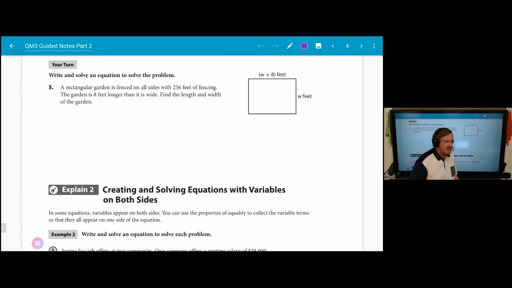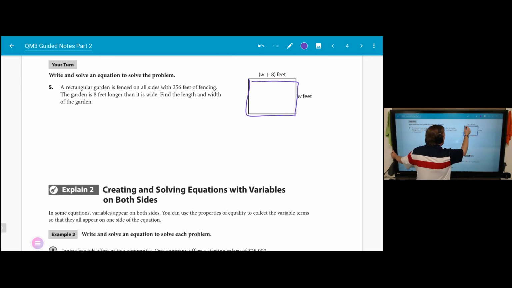Okay, hopefully it paused. Here we go. It's fenced in on all sides with 256 feet of fencing. So if I go all the way around, what do we call this? Perimeter, fantastic. The perimeter of the garden is 256 feet. So if I add it all the way around, I'm going to get 256 feet, right? And it says it's 8 feet longer than it is wide. So this is W plus 8. This is my W, my width.